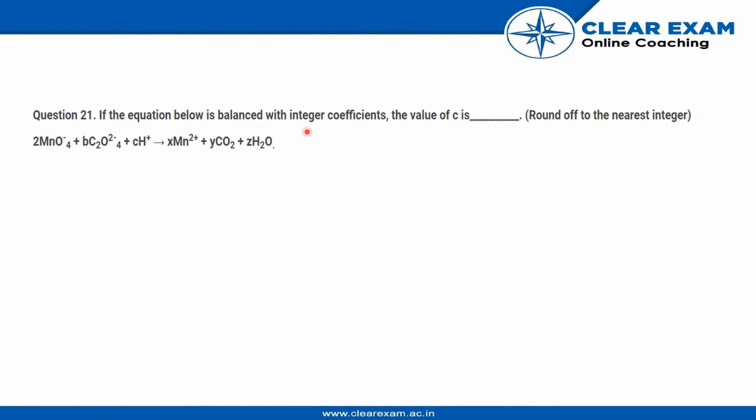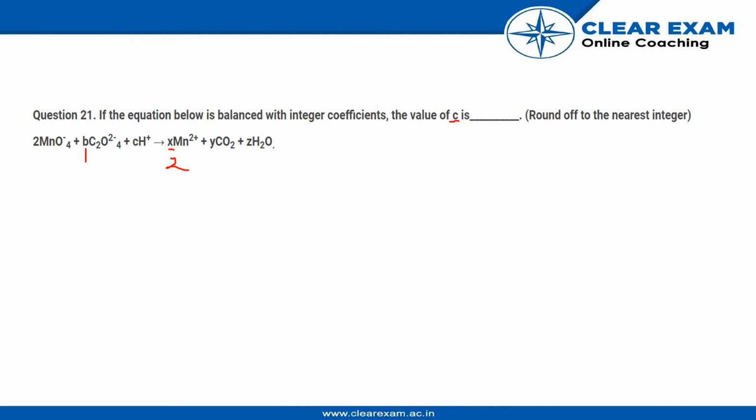If the equation below is balanced with integer coefficients, the value of C is. So here we need to find the value of C in the coefficients of this equation. If we look at this equation, we have 2 manganese and we can't change here. So that means X becomes 2, and we have 2 carbon over here and there is only a single carbon.